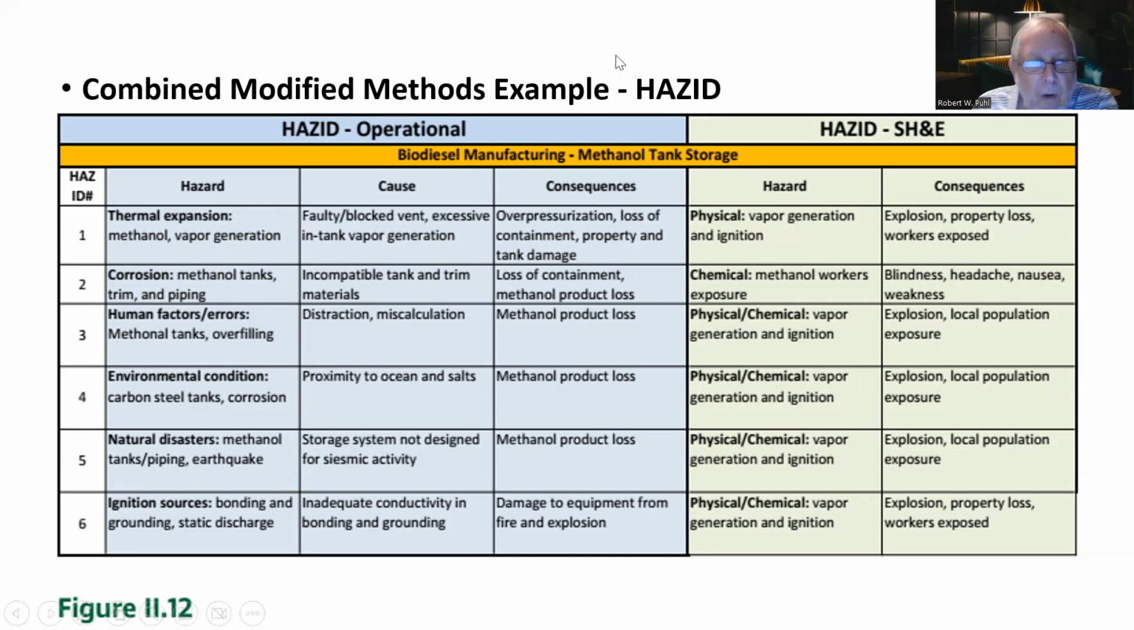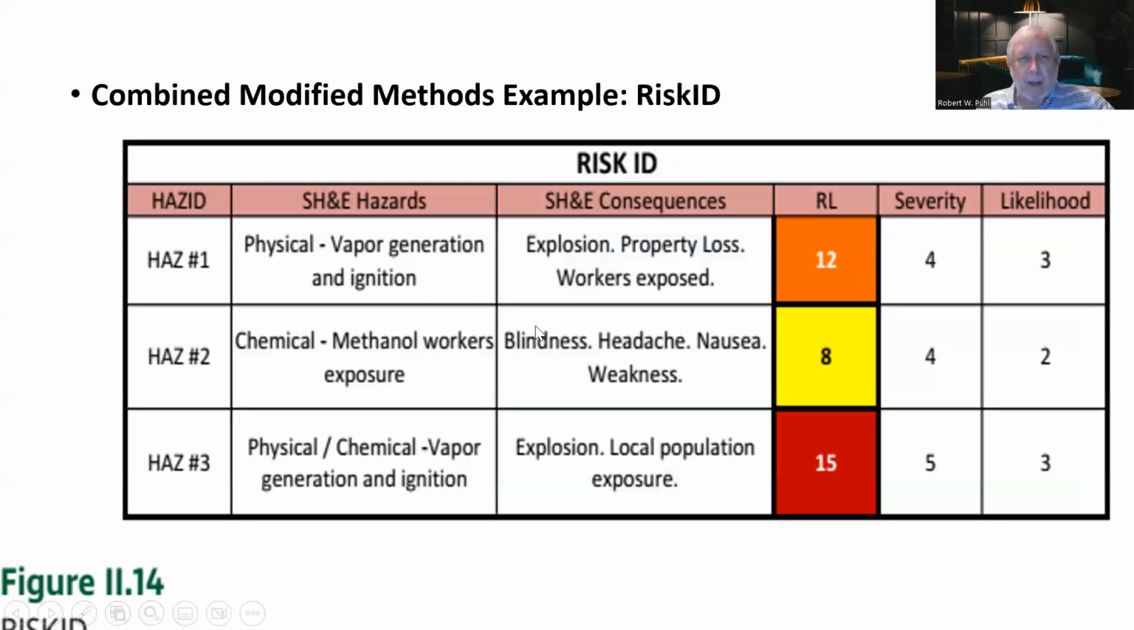Okay. Corrosion, methanol tanks, trim and piping, incompatible tank and trim materials. Okay. Remember ragging up? You wouldn't have this if you follow ragging up. Incompatible tank and trim materials. That would just be, in the process safety management, you just wouldn't do that. I mean, if you followed it. Loss of containment, methanol product loss. Hazard to chemical, methanol, workers exposed. Blindness, headache, nausea, weakness, are the consequences. And it goes on. Combined modified methods. Now here they're just looking at a couple of these. Calling this risk ID. Hazard 1, physical. I'm going to backtrack a little bit.